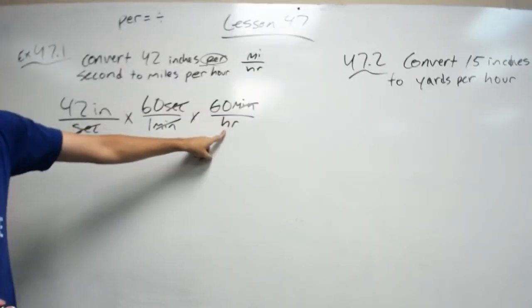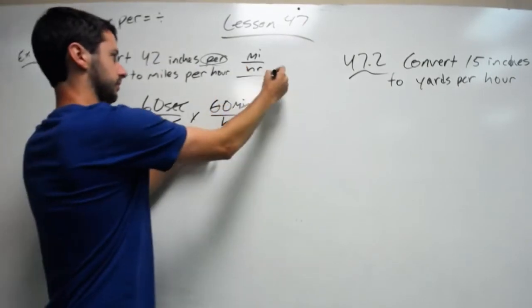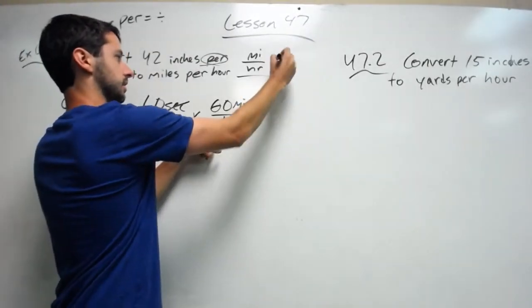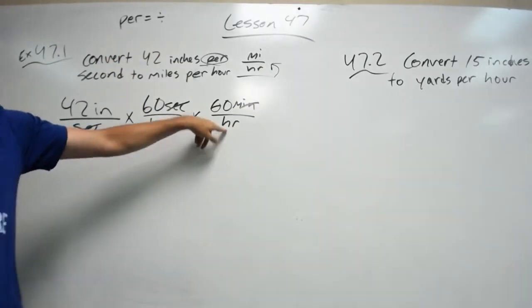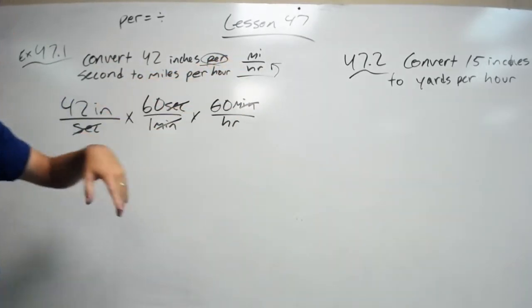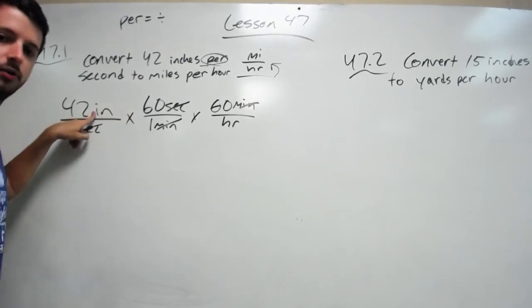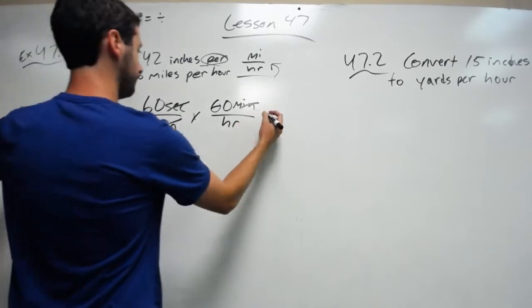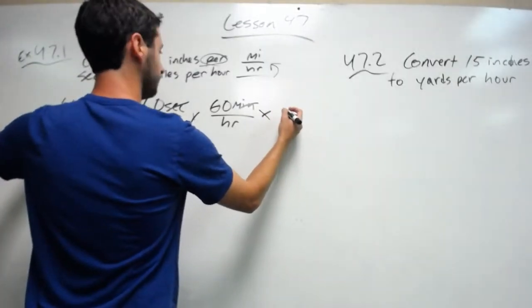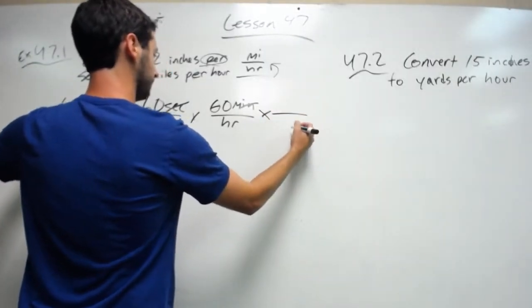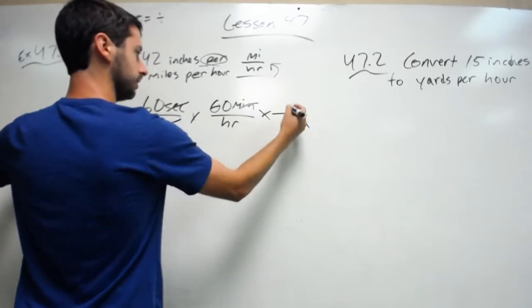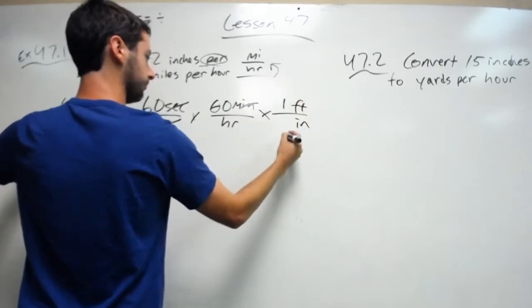And now, in the end, we want it to look like miles per hour. We got hours on the bottom. That's what we're trying to get to right here. Now we've got to get miles on top. And we're at inches. So we keep multiplying. Anyone know how many inches in a mile? No. But we do know how many inches in a foot. 12 inches in 1 foot. We need inches on bottom, feet on top, so therefore 1 foot over 12 inches.